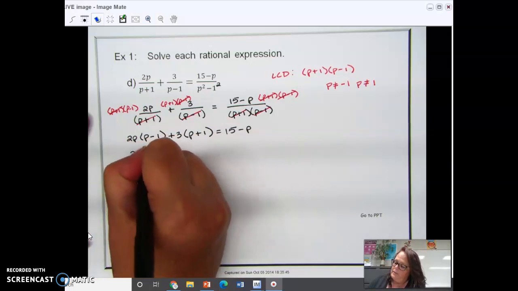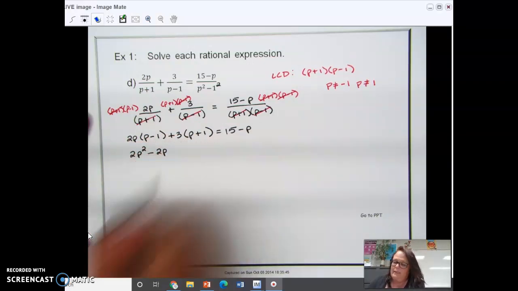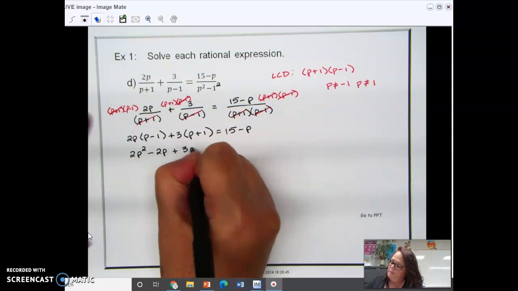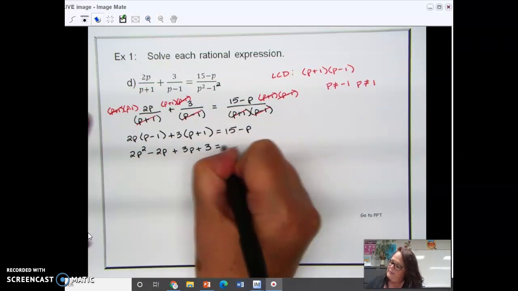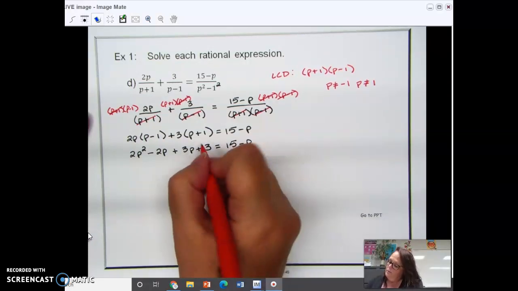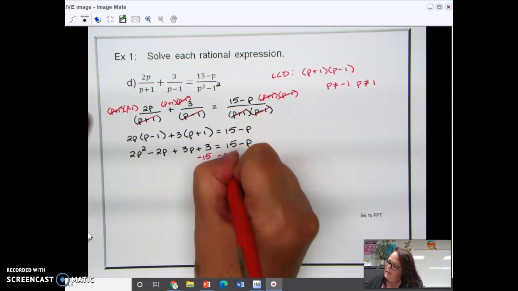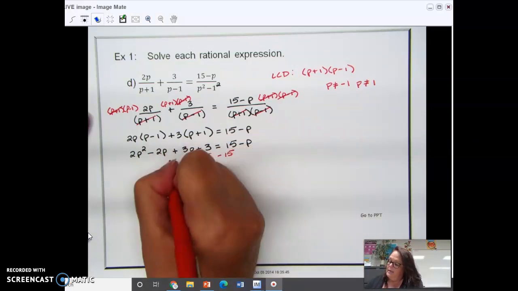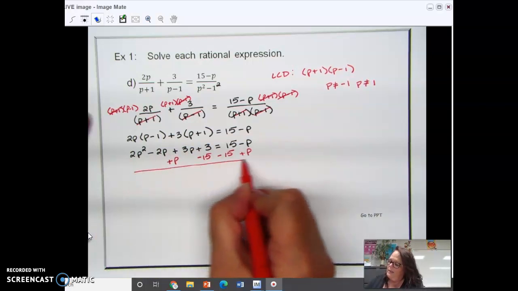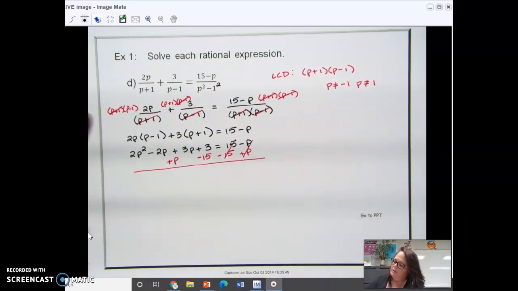So we're going to have 2p squared minus 2p, distributing that first one. Distributing the 3, we get 3p plus 3, and then that's equal to 15 minus p. So I'm going to want to subtract 15 from both sides just to get everything to the same side. I'm going to want to add p to both sides, and I want to combine my like terms. So let's get this all cleaned up.